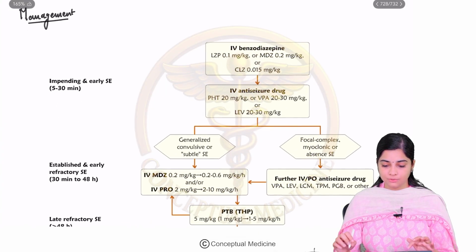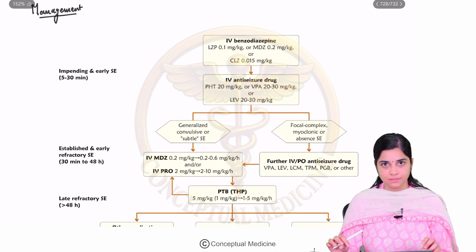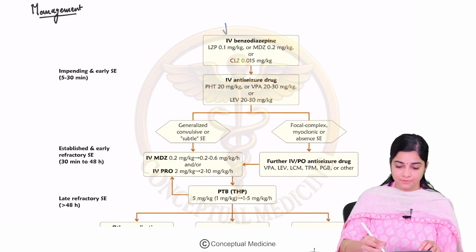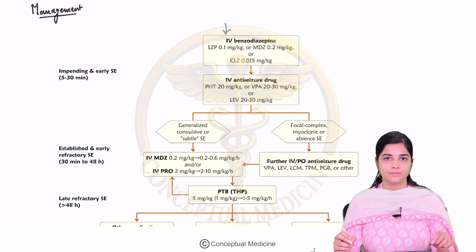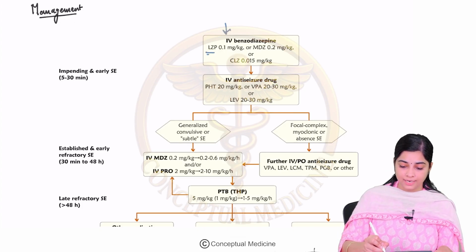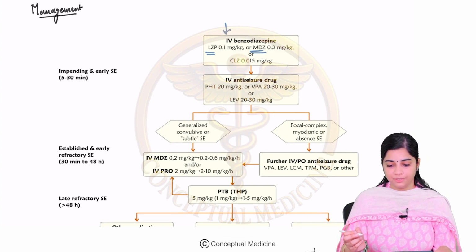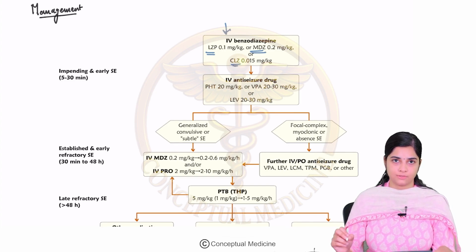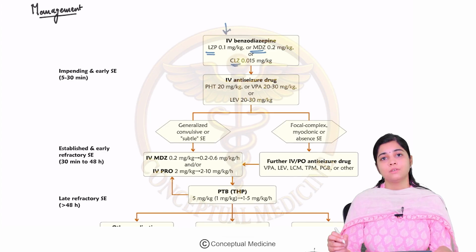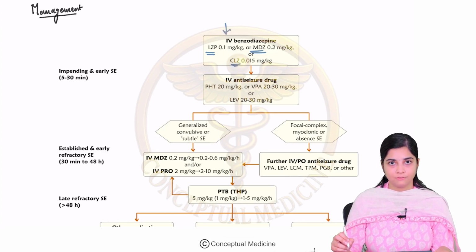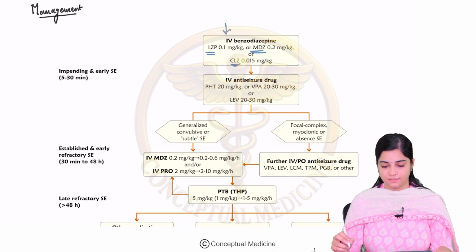Now let us move on to the management of status epilepticus. So the first line management, remember, is an IV benzodiazepine. You give lorazepam or midazolam, which is 0.1 mg per kg or 0.2 mg per kg, or clonazepam can also be given. But the most common is your lorazepam. Okay, fine. So lorazepam is a benzodiazepine drug.